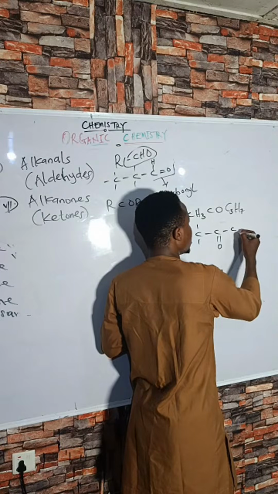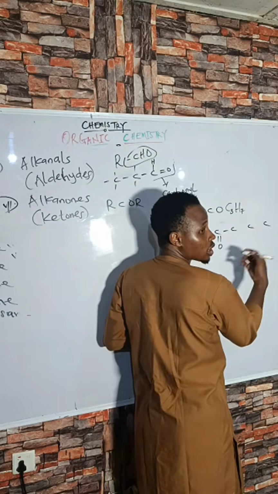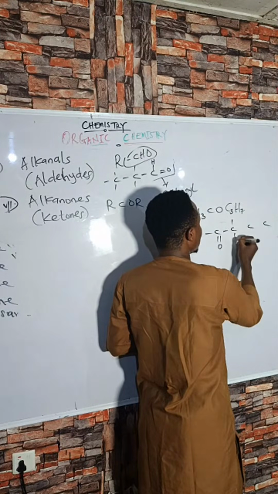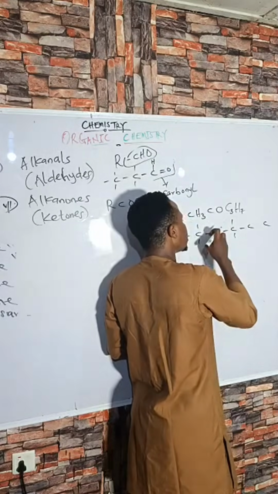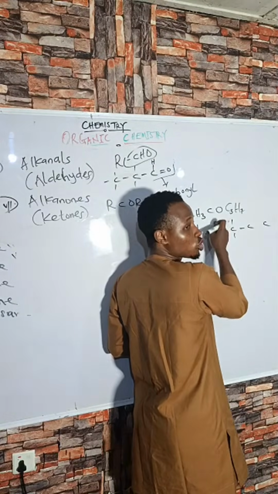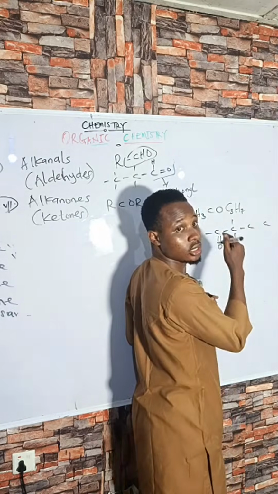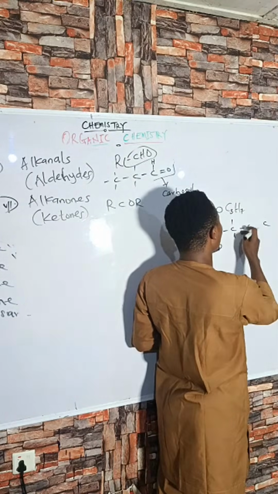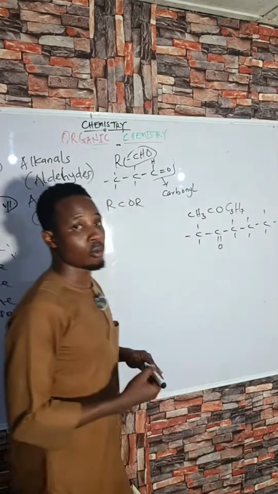The next thing is C, 1, 2, 3. So each one has 4. 1, 2, 3, 4. Now I'm wondering, why am I not putting anything at the top here? This is 1, 2, 3, 4. If I put something here, it becomes 5. So I don't want to put anything here in order not to disobey tetracovalency. So 1, 2, 3, 1, 2, 3, 4, 1, 2, 3, 4. Now we've drawn our structure properly.